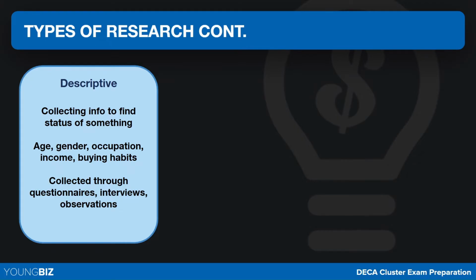Another type of research is descriptive research. This mainly focuses on collecting information to determine the current status of a subject. For example, a company might survey customers to gather data on their age, gender, occupation, income, buying habits, and many other aspects.